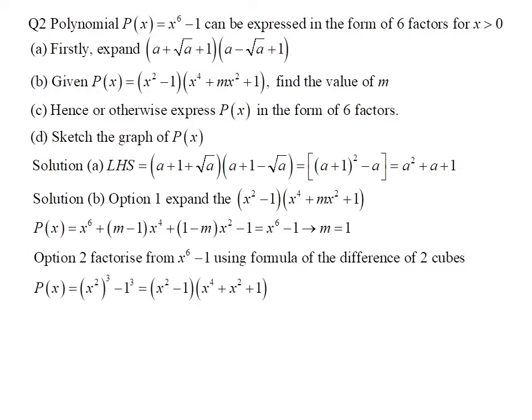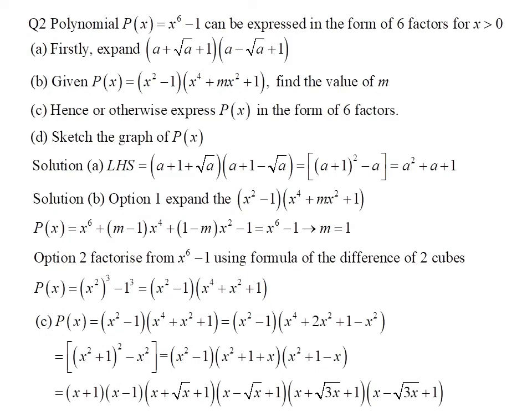However, the alternative approach is to factorize x to the power of 6 minus 1 directly. Here we express x to the power of 6 as the cube of x squared. Then we factorize it in a way we can apply the formula of the difference of two cubes. The factorized p(x) can be used to compare with the p(x) given in question B, and in this way we can calculate that m also equals 1.